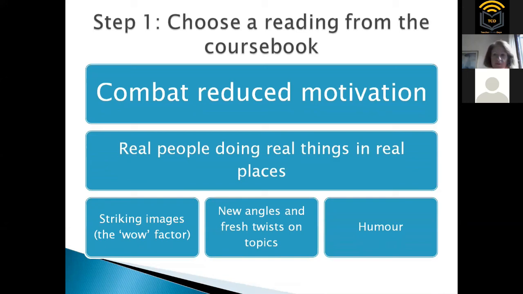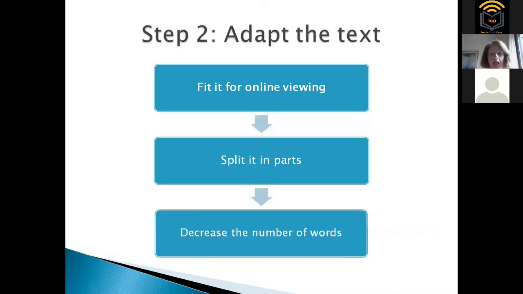So we all know that a printed course book can have great readings or not so great readings. And even if the reading is not that great, you can make it so, because you can actually change it a little bit. But let's go to the second step, because I believe that most of you will not choose the text. The texts are given. So how can we adapt them?